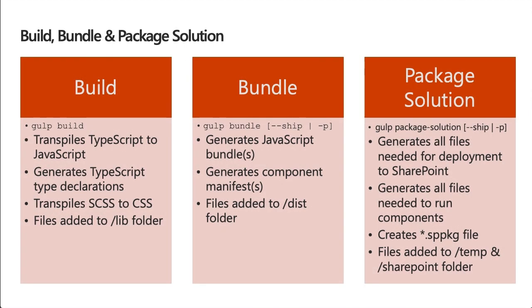Now, the process of creating your project is called build, bundle, and packaging the solution. And this comes in three different phases. The build process is going to transpile all of your TypeScript down to JavaScript. It's going to generate TypeScript type declaration files. It's also going to transpile all of your Sass files down to CSS. All of the resulting CSS and JavaScript files will be added to a new temp folder called lib inside your project.